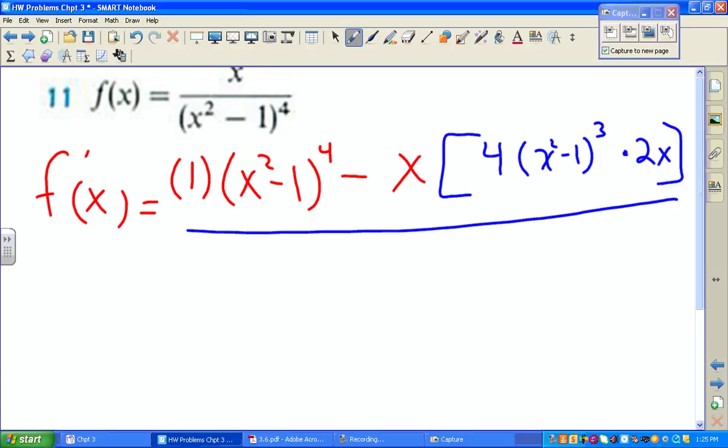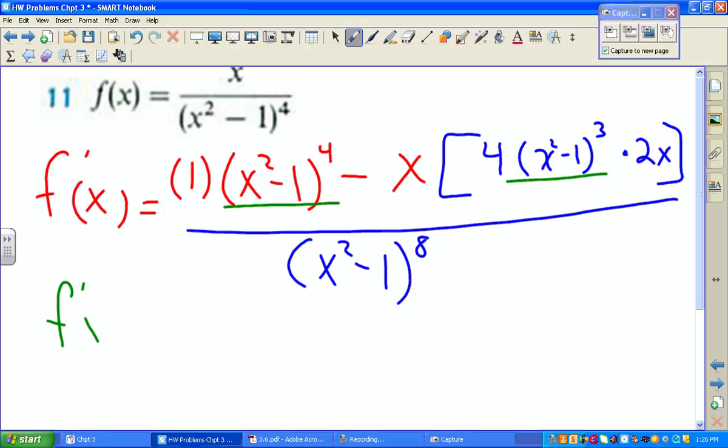And that's all over the denominator squared. And obviously, if you take to the 4th and you square it, it's going to be to the 8th. Good. Before I multiply everything out, I think I would factor an x squared minus 1 out to the 3rd. Remember, when you factor, you always take the least exponent that has a common base. So f prime of x, I would write x squared minus 1 cubed.